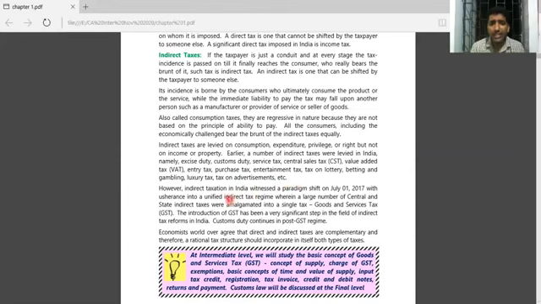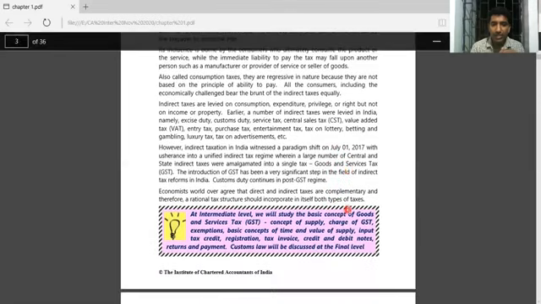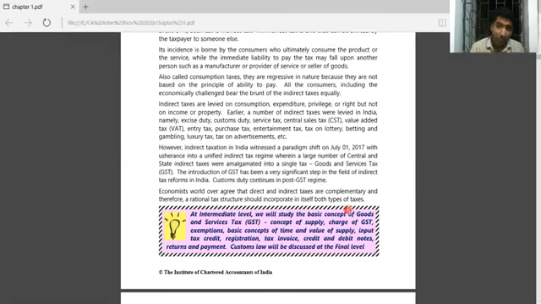However, indirect taxation witnessed a paradigm shift on 1st July 2017. From that day, what happened? It has shifted to GST, a simple tax. So Goods and Services Tax has been introduced, and all other indirect taxes were abolished, either fully or partly, and GST has come into existence. Now all these indirect taxes have been replaced with GST. But still excise duty and customs duty are still there; central excise duty is still levied on a few products. We will see that in the later part of this chapter.